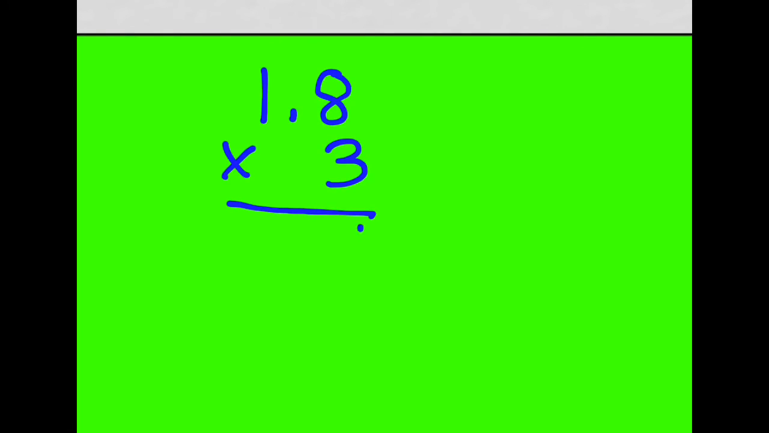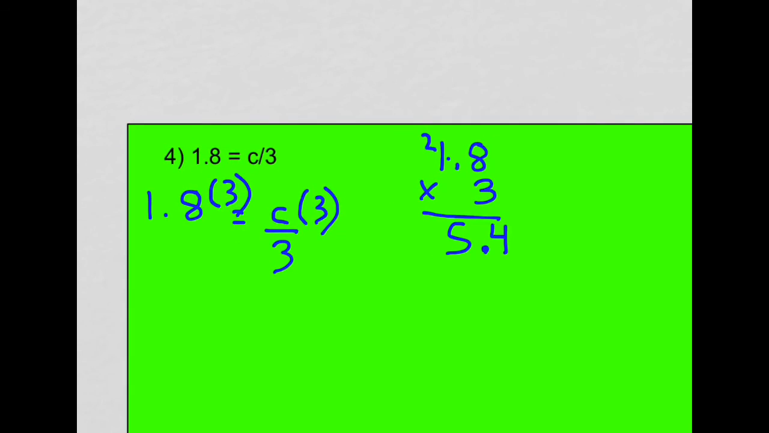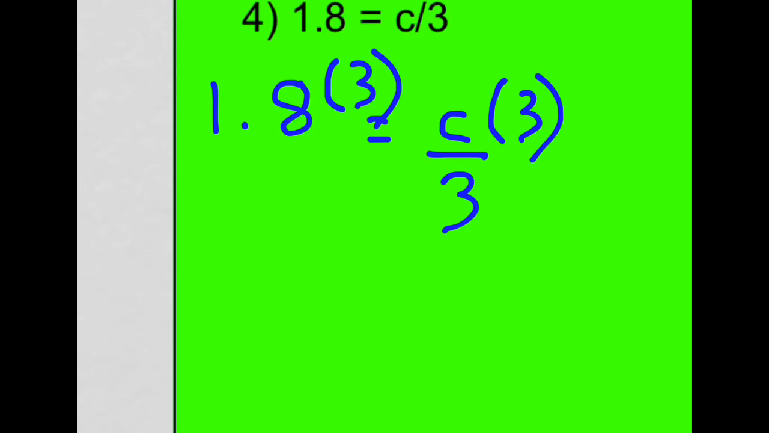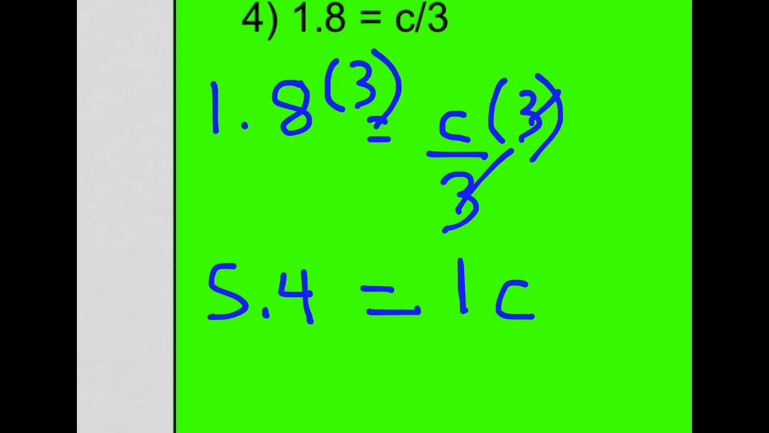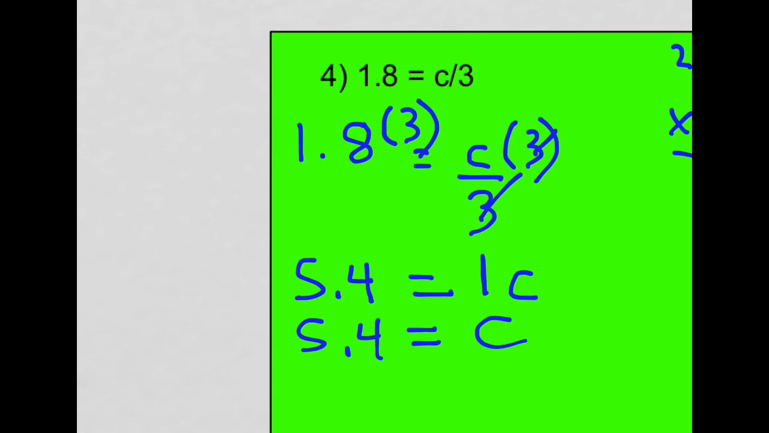8 times 3 is 24. Write down the 4, carry the 2. 3 times 1 is 3. Plus 2 is 5. There is one number behind a decimal point in the question, so there has to be one number behind the decimal point in the answer. We'd say that's 5 4/10. So this side of the equal sign is 5 4/10. And on the other side of the equal sign, 3 divided by 3 equals 1C. Or 5 4/10 equals C. Either way you slice it up, it means the same thing.